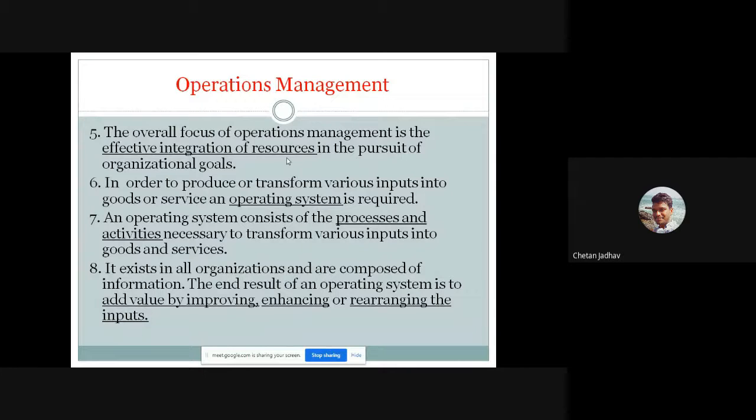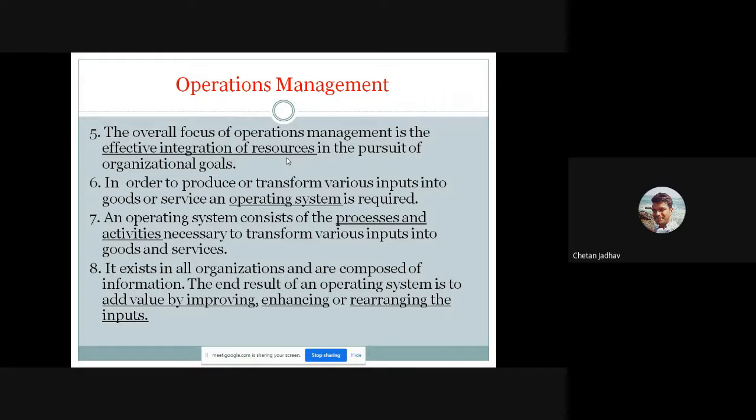In order to produce or transform various inputs into goods and services, an operating system is required. Whatever is given as raw material to the system is the input from the organization. But side by side, the organization wants good finished goods. So for that, the organization needs one operating system, and that operating system is called operation management. Operation management is nothing but production management, and in that we have to do actual production. Only operation management will take care of all the stages.